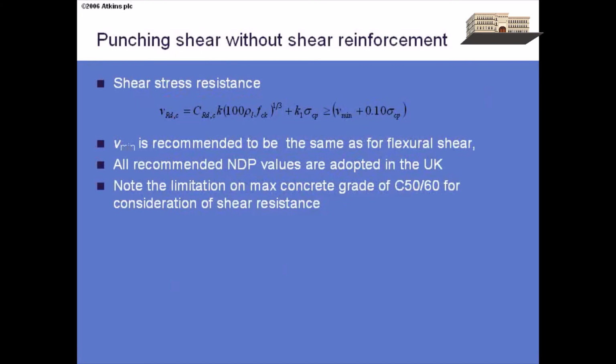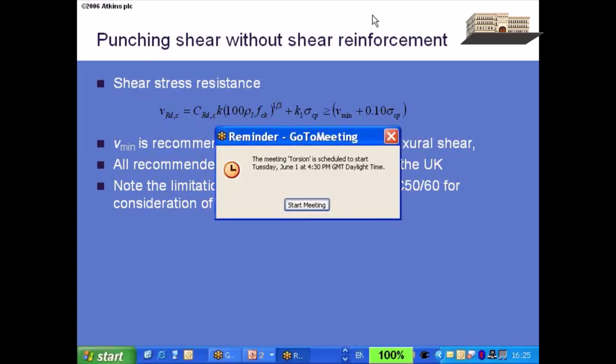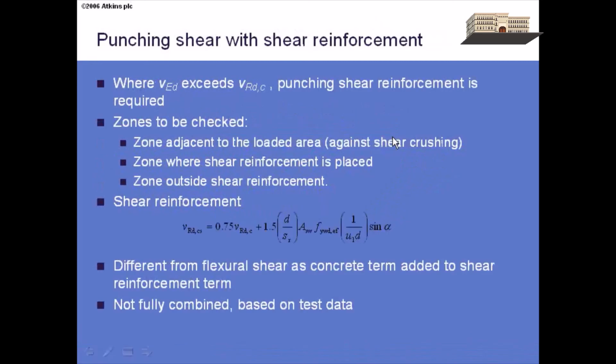So if we calculate our shear stress that's got the bending in there, then we just compare it against the shear resistance for concrete on its own if we haven't got any links there. And that expression is the same as it was for flexural shear. If we've got a shear which exceeds the design shear resistance, then we have to put shear links in, obviously. And we then have to check a number of zones. So we have to check right against the loaded area, against the crushing stress, equivalent of VRd,max.